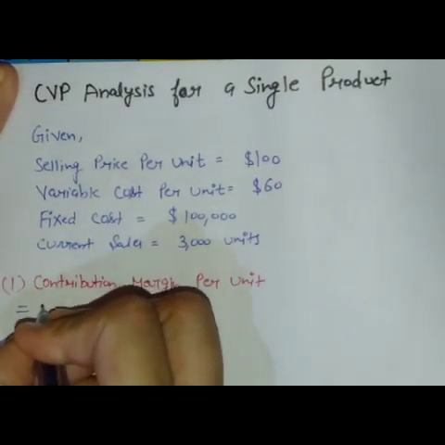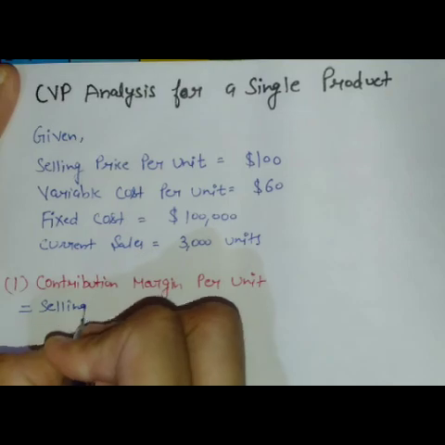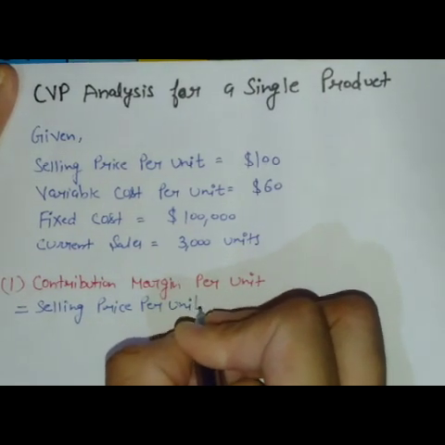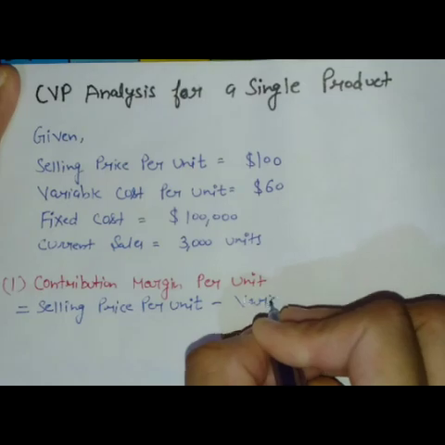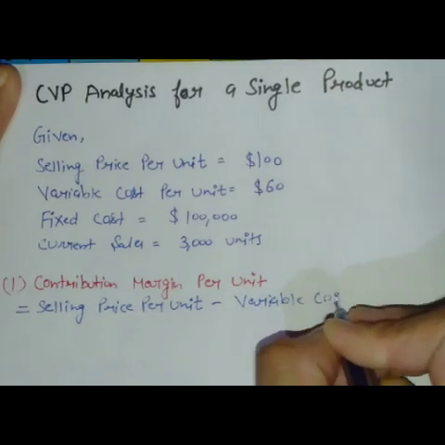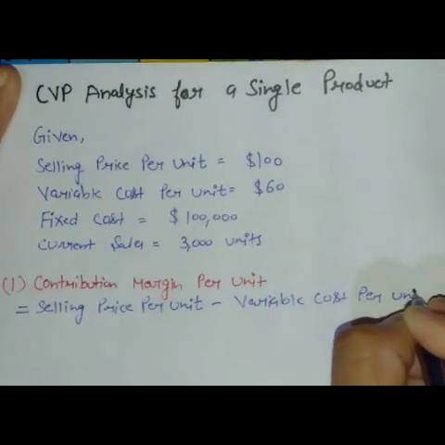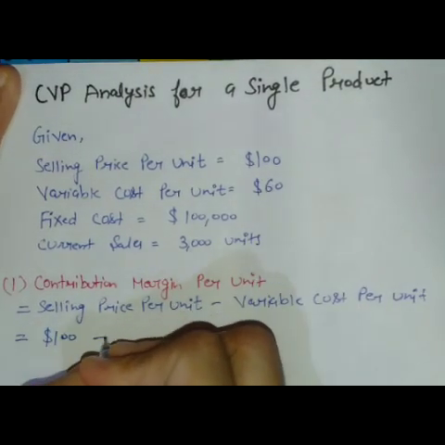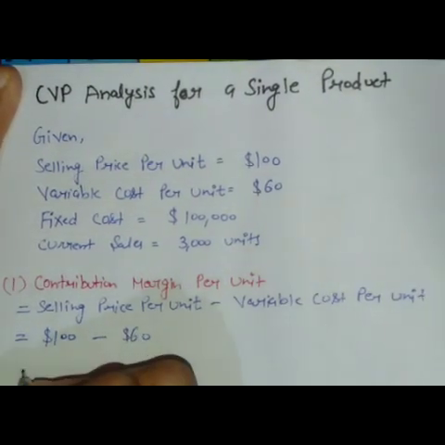First of all, we will calculate contribution margin per unit. It is the excess of sales price over variable cost. Therefore, the formula will be selling price per unit minus variable cost per unit. Sales price is $100 and variable cost is $60 as given in the data. Therefore, the contribution margin will be $40.